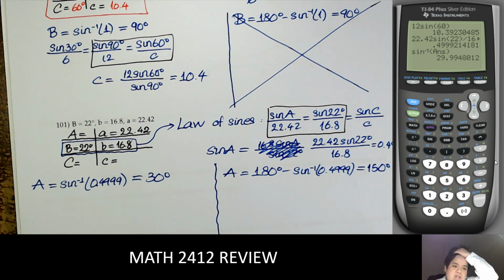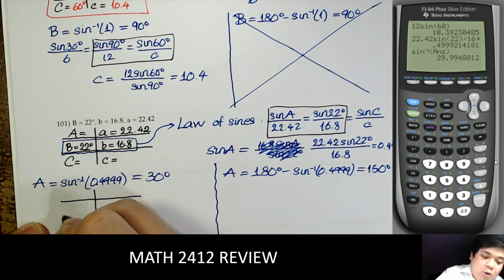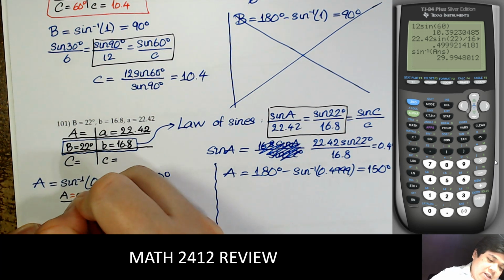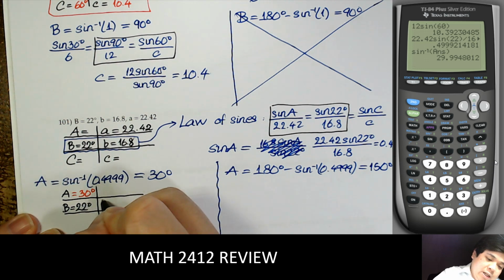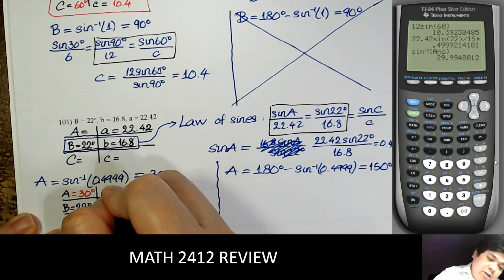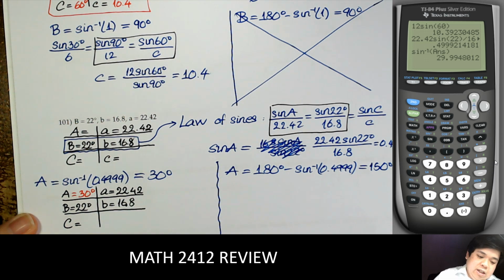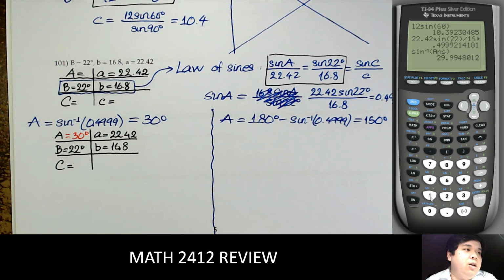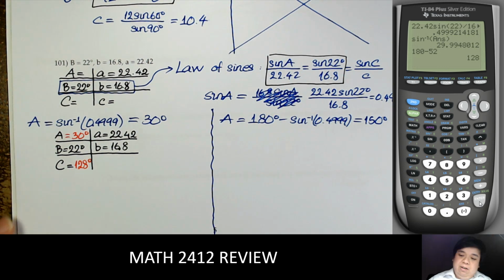Right. So let's just put both triangles. We assume that both of them exist. A is 30. Now we know it's 30 degrees. B is 22 degrees. Little b is 16.8. Little a is 22.42. Big C is just 180 minus these two. So 180 minus 52. I should do this by hand. But anyway, 128 degrees. Right. And that's very easy.